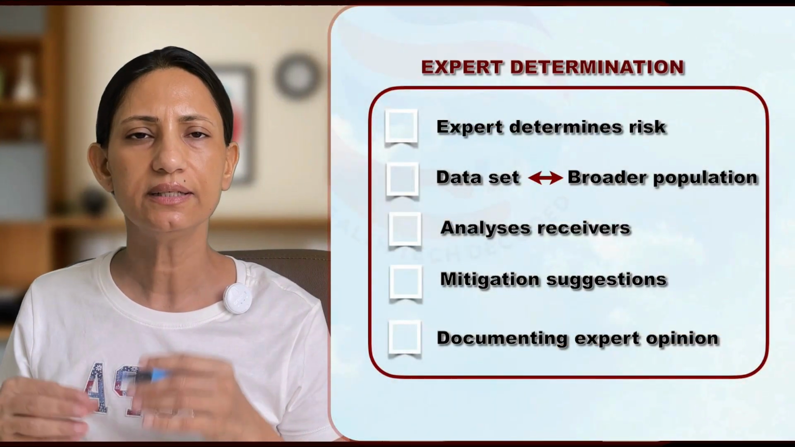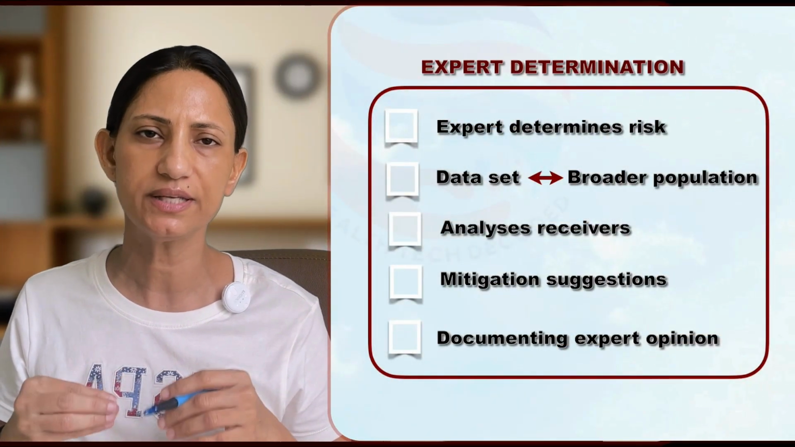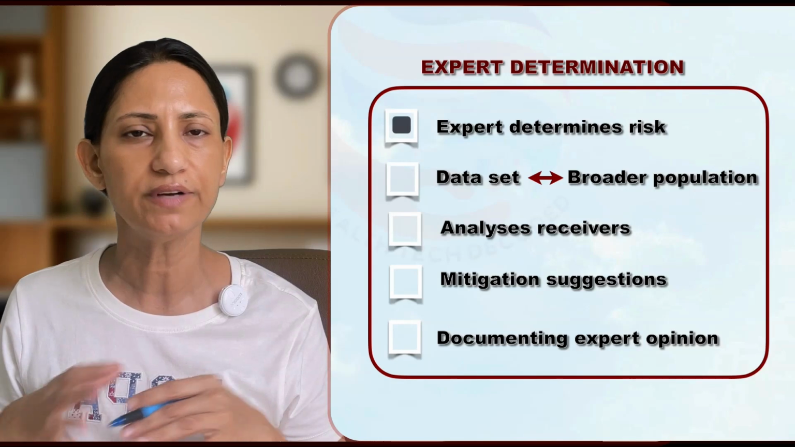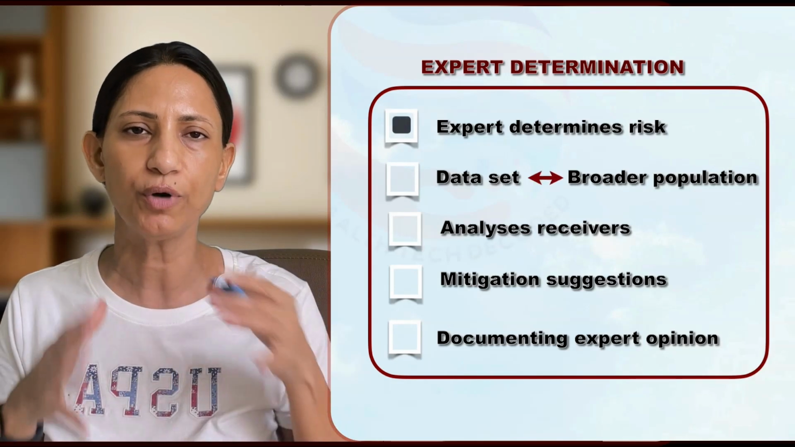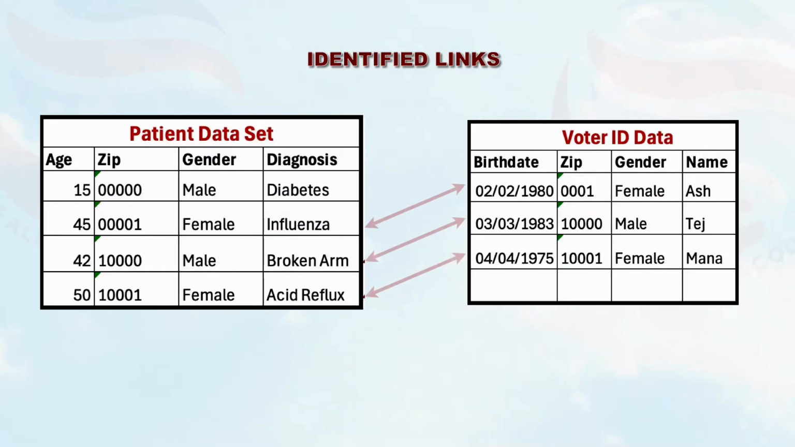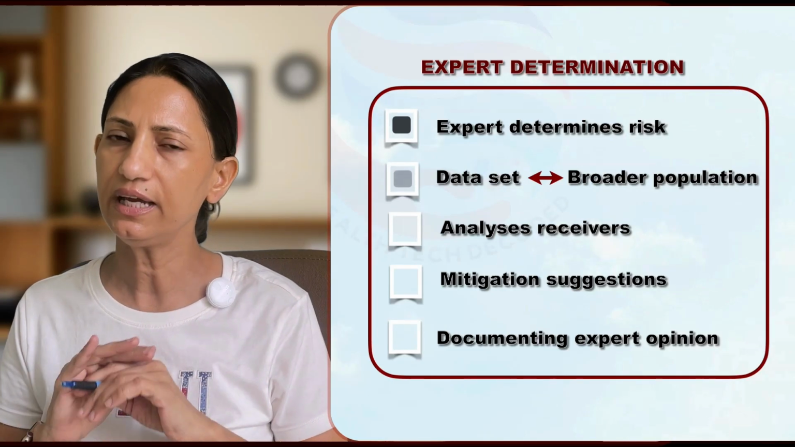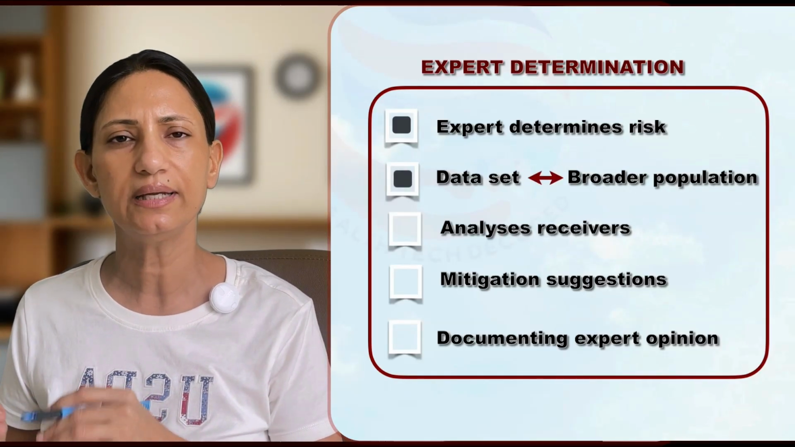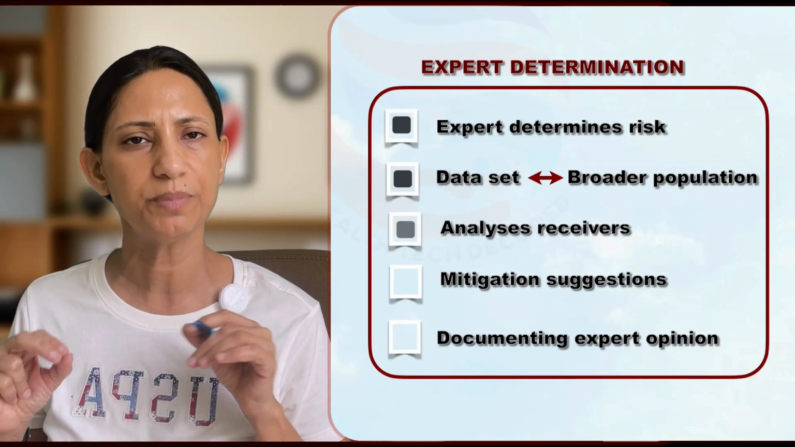Expert determination method: here, a healthcare expert evaluates the risks based on PHI in the dataset that is being de-identified. Then this expert applies statistics to find any kind of links between the provided dataset and the broader population dataset available. Just highlighting an example which is very well explained on the Department of Health and Human Services website. Here you see that the patient data set on the left side, even though it does not have the name of the patient, can still easily be matched by someone who has access to the voter ID data of that geographical location. That is why, if any links are available, the expert should be able to determine those. Then the expert should also be able to analyze the audience that is intended to receive this patient data set.